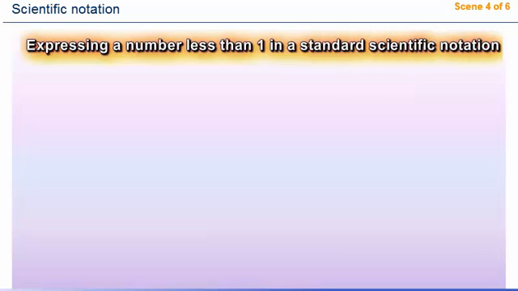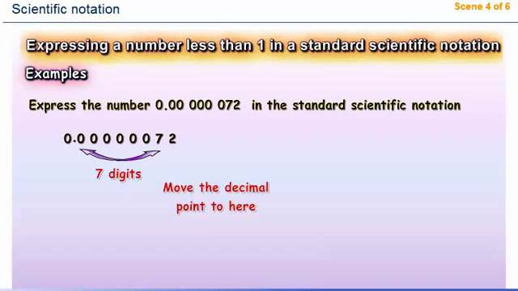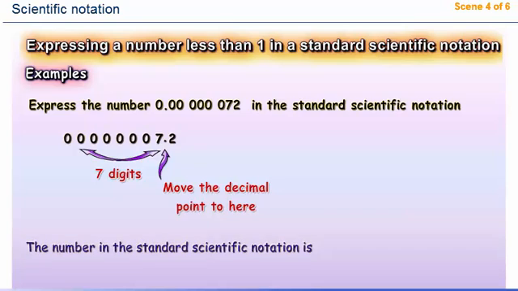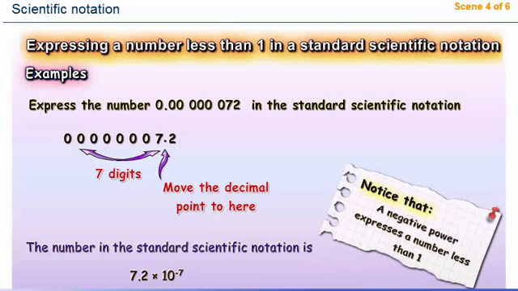Expressing a number less than 1 in the standard scientific notation. In this example, we will form the standard scientific notation of a small number. Move the decimal point just after the first non-zero digit from the left, then count the digits between the old and the new decimal point. The number in the standard notation is 7.2 times 10 power negative 7. Notice that a negative power expresses a number less than 1.